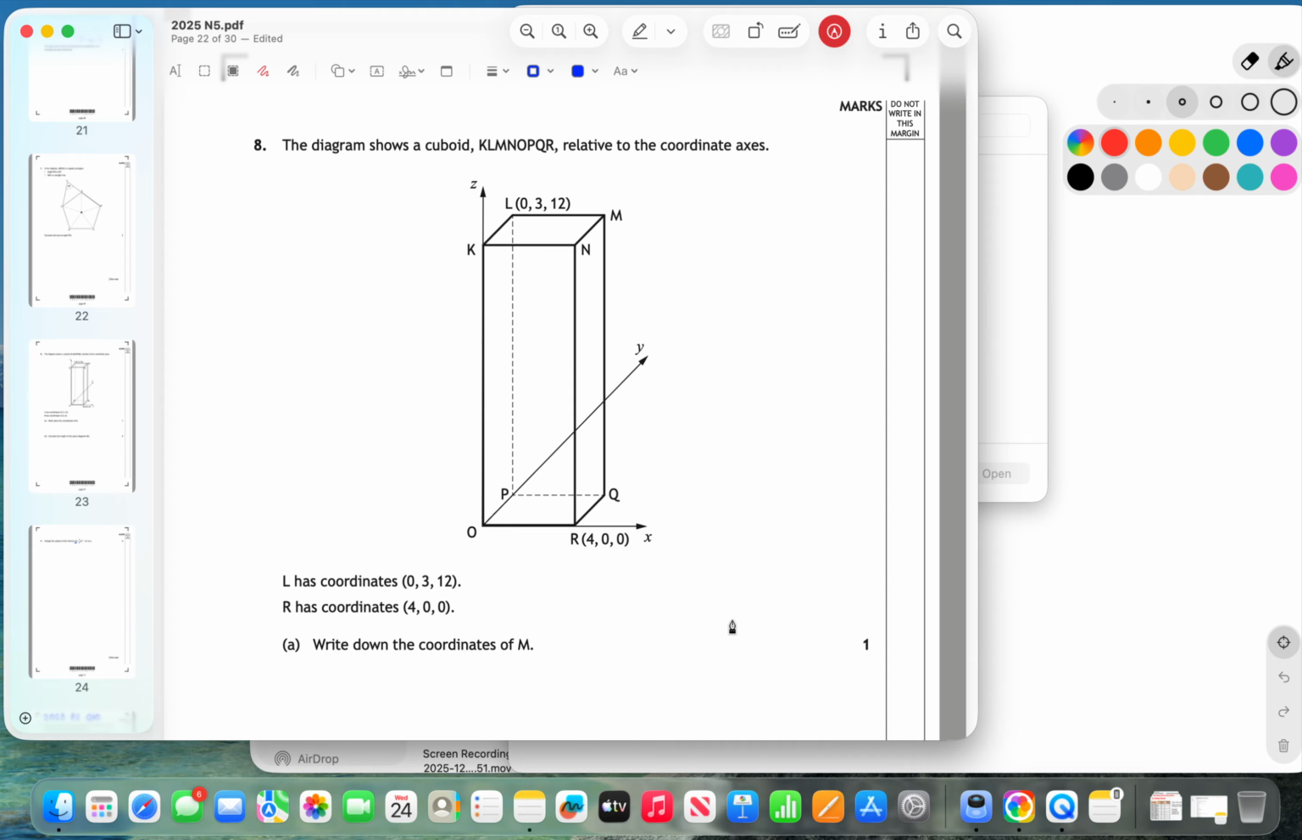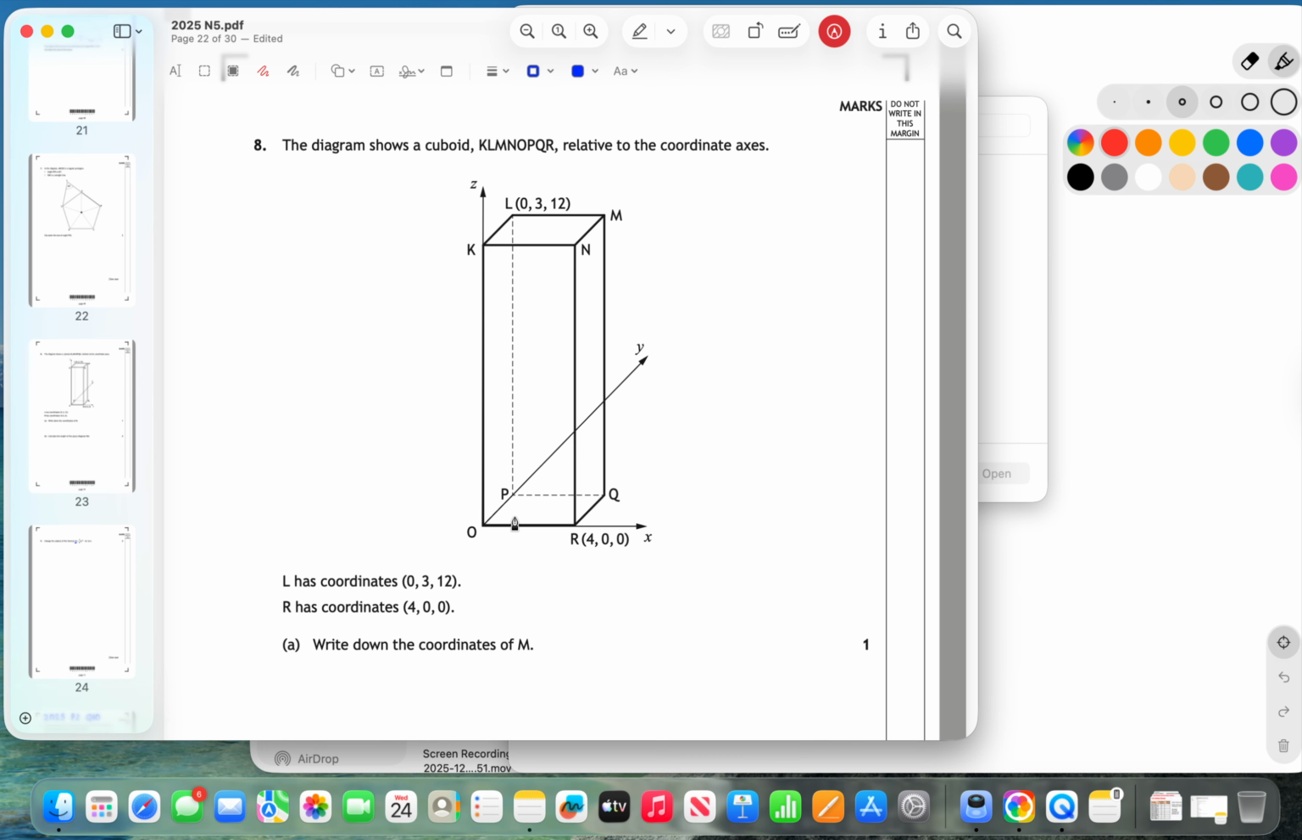2025 National 5 Paper 2 Question 8. A cuboid, and we're given points L and R, and we have to find M. Now pause the video if you wish to have a go at it, but otherwise I'm going to continue. So we have to use these points to then find M.